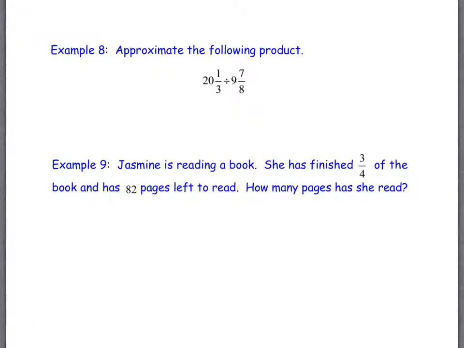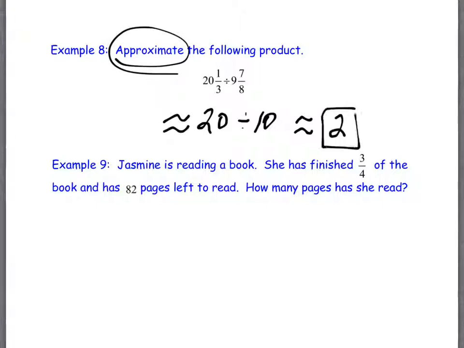All right, let's do an approximation problem. Number 8, approximate the following product. 20 and 1/3 divided by 9 and 7/8. What is that approximately? 2. Why? This is almost 20, and 9 and 7/8 is almost 10, right? This is an approximation problem. So if that's the case, I'll use approximately again. Then the answer approximately is 2.